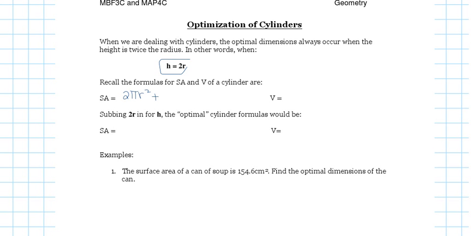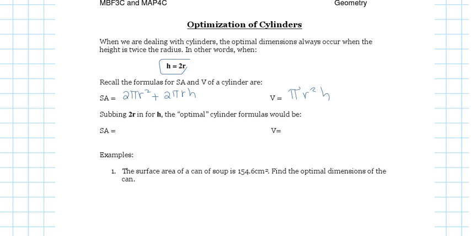Yeah. And then the volume is pi r squared h. Our optimal formulas. What do we know about the height? What should the height equal to? Twice the radius, or the diameter. But because I don't want to use another letter, I'm going to stick with the radius. So I know that my height has to be twice the radius.